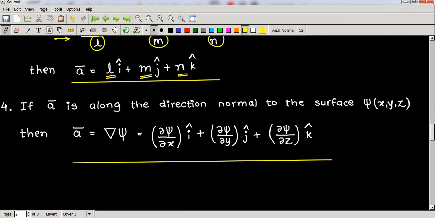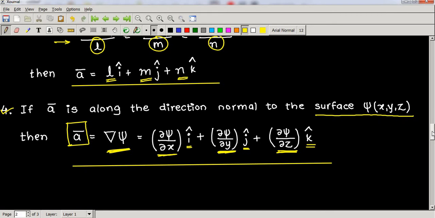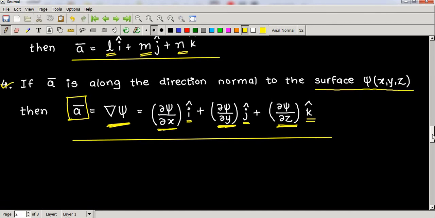And the fourth case is if a bar is directed normal to the surface psi of xyz, then we consider a bar as the gradient of this surface psi. That is, partial derivative of psi with respect to x along x-axis, partial derivative of psi with respect to y along y-axis, partial derivative of psi with respect to z along z-axis. Now, with respect to these remarks, let's solve some examples.